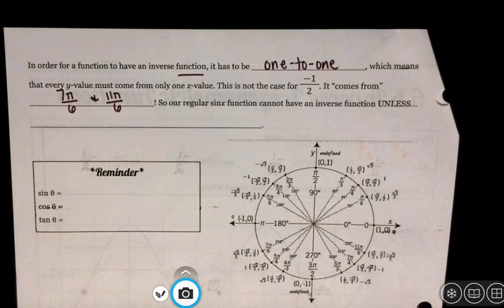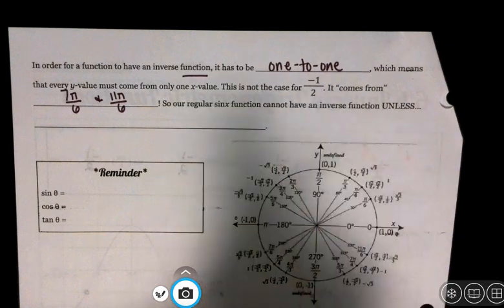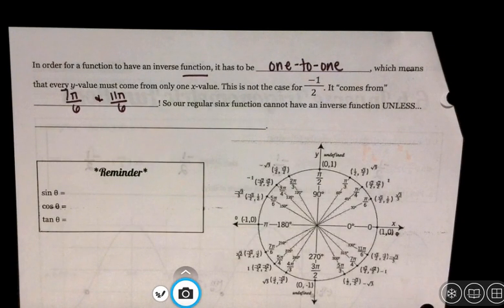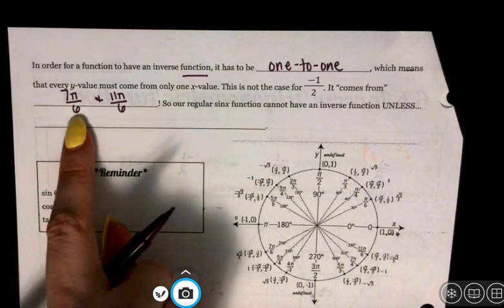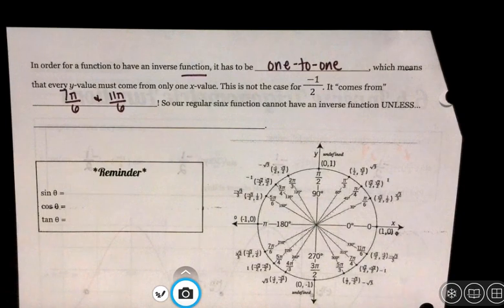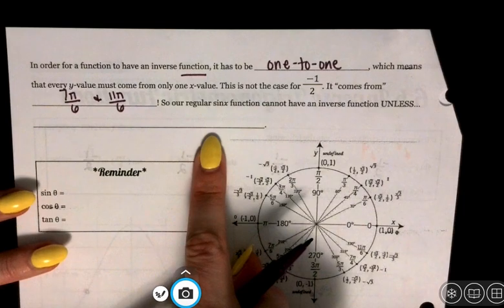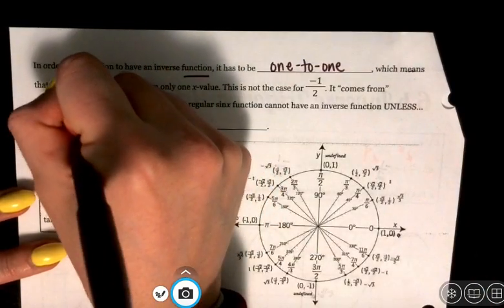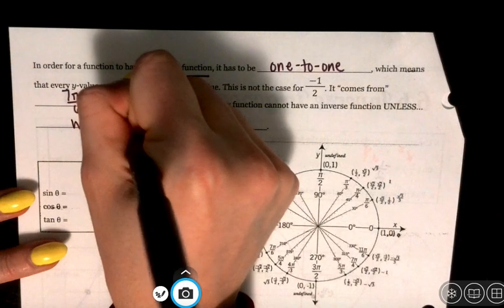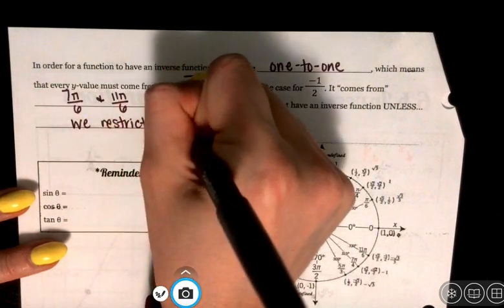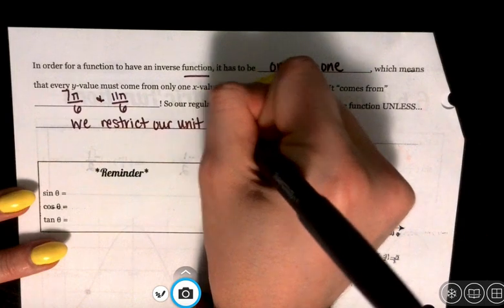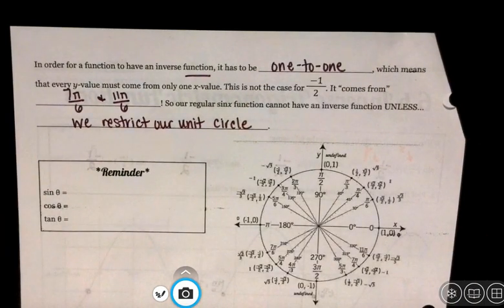It came from 7 pi over 6 and 11 pi over 6 on our unit circle. So as of right now, we have 2 outputs for our question. It's not a function. So to force it to be an inverse function, we have to restrict our unit circle and only look at half of it, and that way we would only get one angle and not multiple. So for our regular sine function, we cannot have an inverse function unless we restrict our unit circle. And then we're going to specify how we're going to do that underneath.